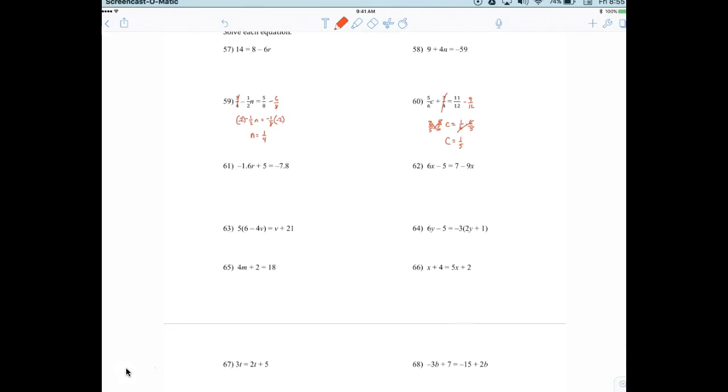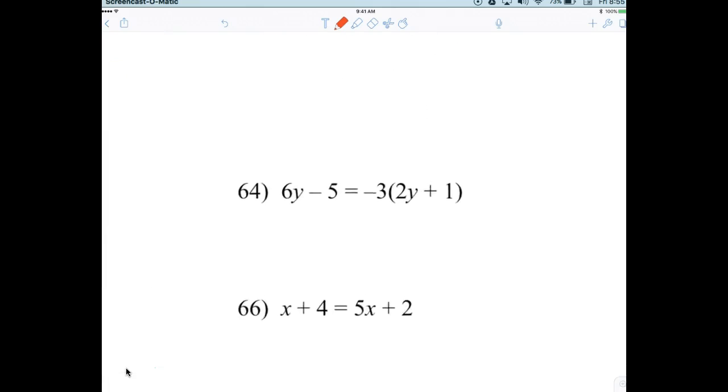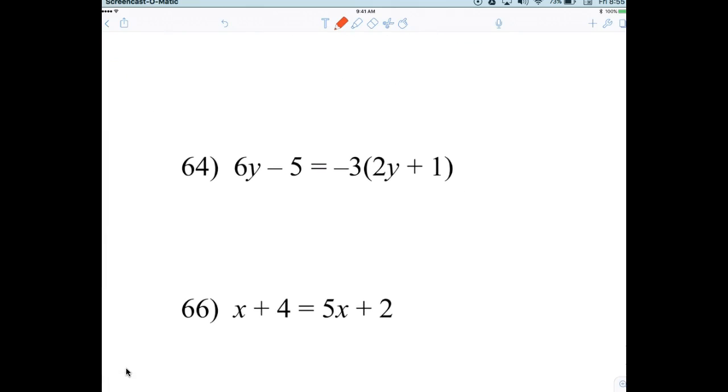Now, let's do 64. So now I have 6y minus 5 equals -6y minus 3. Anybody have any questions with that? Now, here is where I want you to be at. I don't want you to put a plus 6y like we did last year. I don't want you to do that anymore. Your mental math has to be this good.